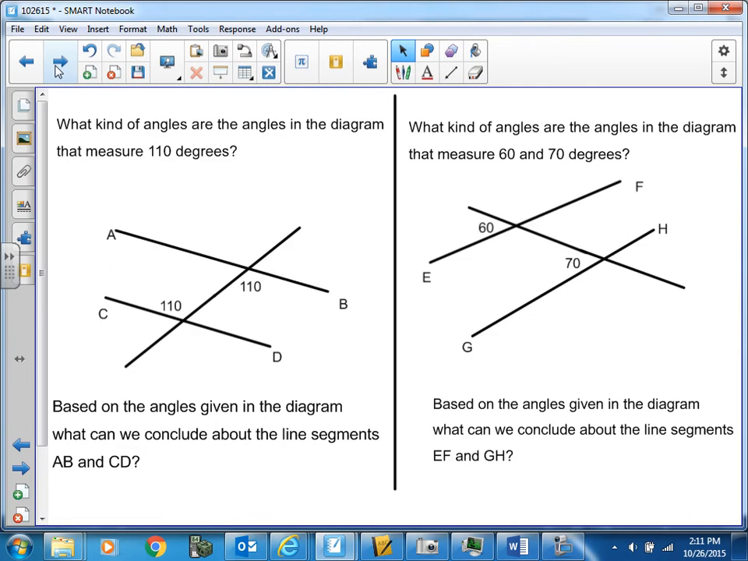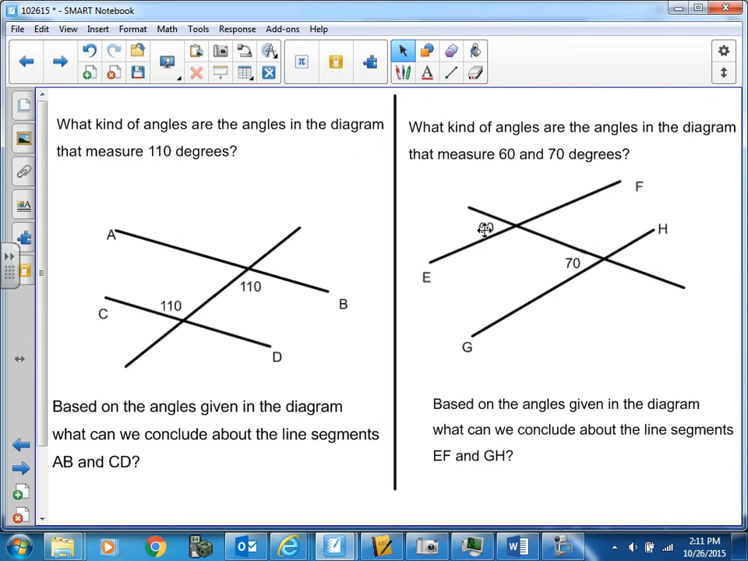Tomorrow, if you want a preview, we're going to look at these two diagrams, and I want you to think about the questions that are posed on these diagrams. I'm going to give you these diagrams. You're going to put them in your notebook, and I want to know, first of all, what type of angles are the 110 angles here. So we have this angle here and this angle here. What types of angles are those? And based on those angles, what can we conclude about line segments AB and CD?